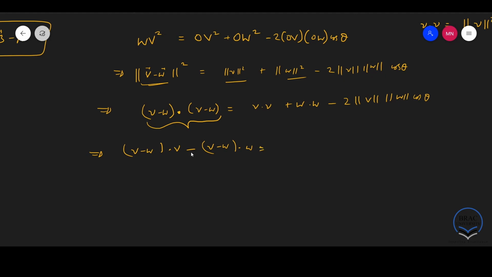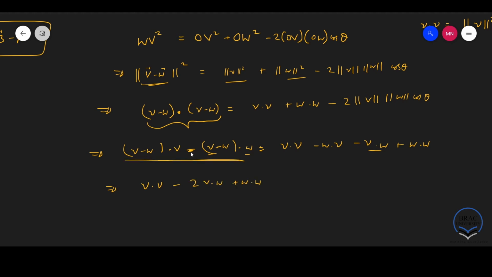And if we expand this, we will have V dot V minus W dot V minus V dot W, minus minus, so we have a plus W dot W, right? And once again, we've shown that the dot product is commutative. If I have V dot W, this is also equal to W dot V. So this becomes V dot V minus 2 V dot W plus W dot W, right?